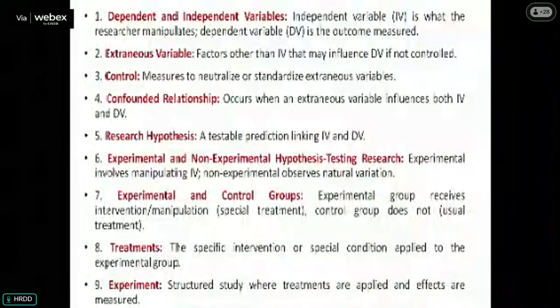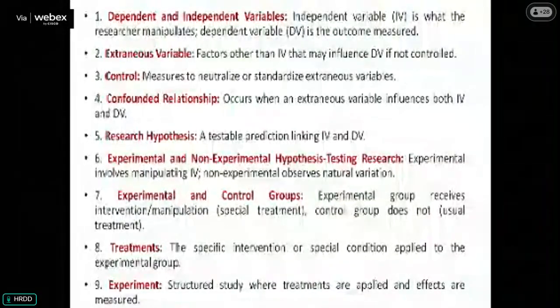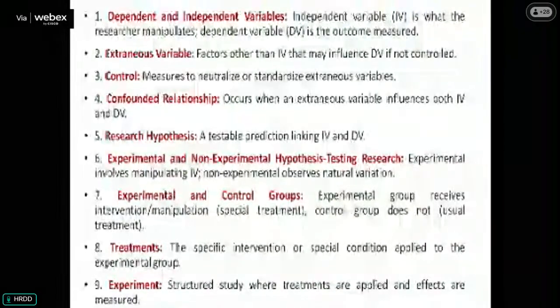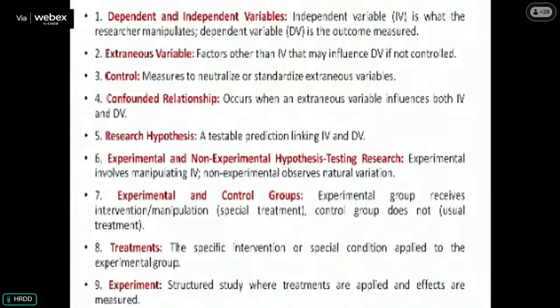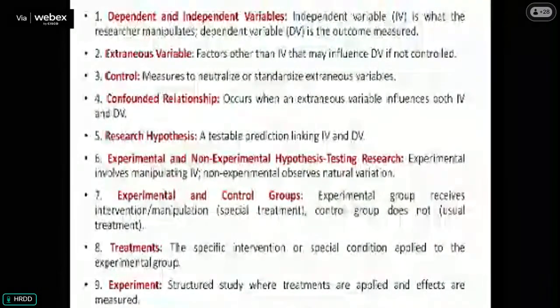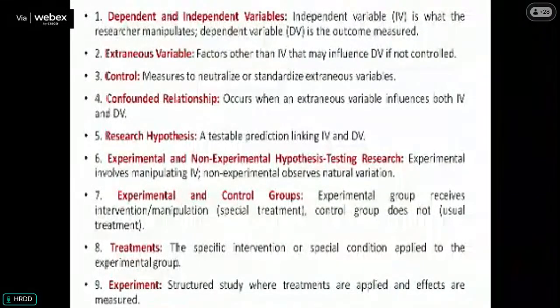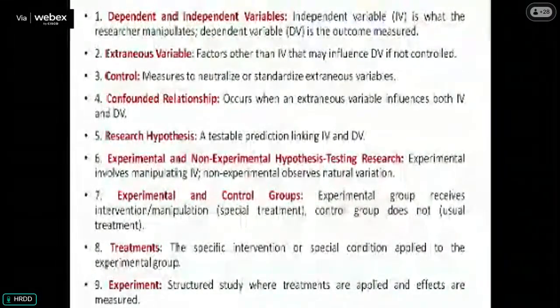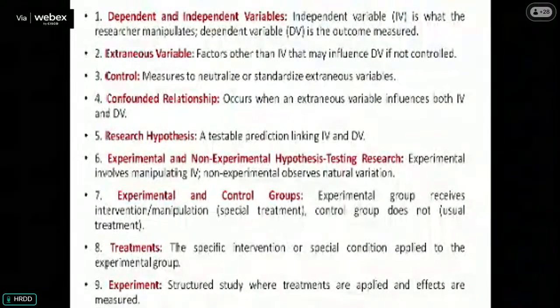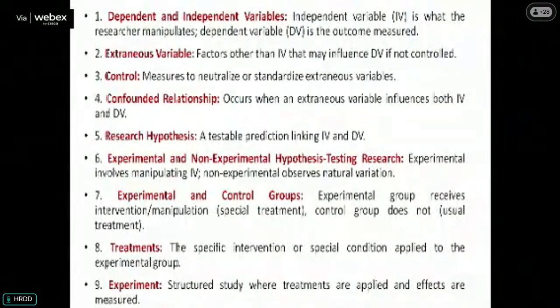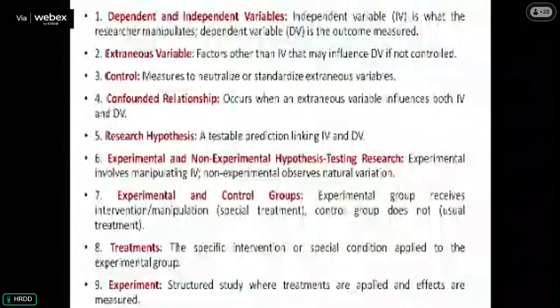We will just see in short what it is. Just concentrate here. This is not in detail, so you will not get bored, because it is given in a concise manner. Dependent and independent variables: the independent variable is what the researcher manipulates. In the independent variable you will bring changes. You will try to change the independent variable, and the consequence of that change you will measure in the dependent variable. You have to measure the dependent variable, the outcome.